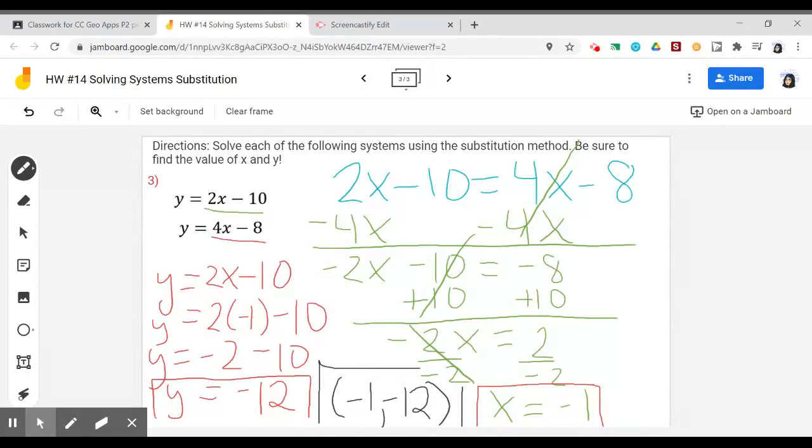Okay? And that's the point where this top line, if graphed, and this bottom line, if graphed, would intersect or cross.